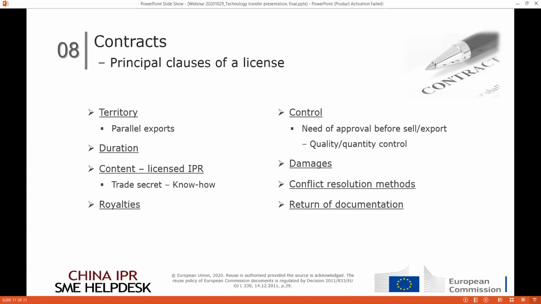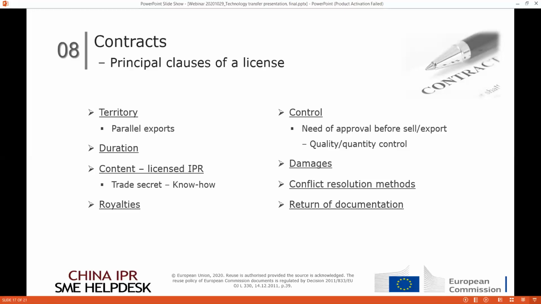It is advisable also to set a rule that allows your company to control what is going to happen with the technology. This means that you may settle a rule to limit the quality and quantity of production that will allow you to visit, for example, the facilities of the other company to see if the protective measures of a trade secret are being respected or not. You could also, at the end of the day, set a rule before selling or exporting some technology products that they will need your approval, for example, quality.